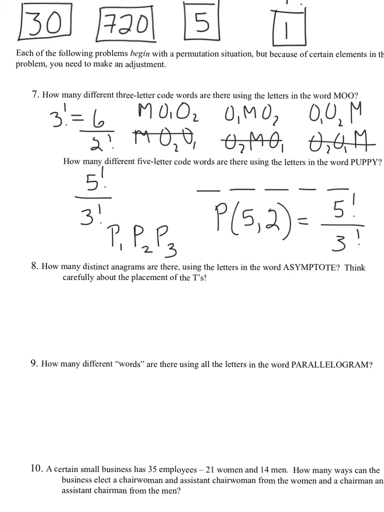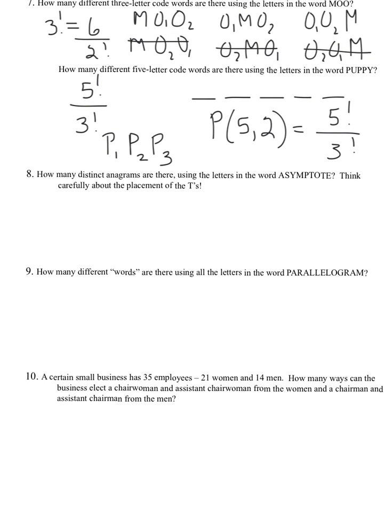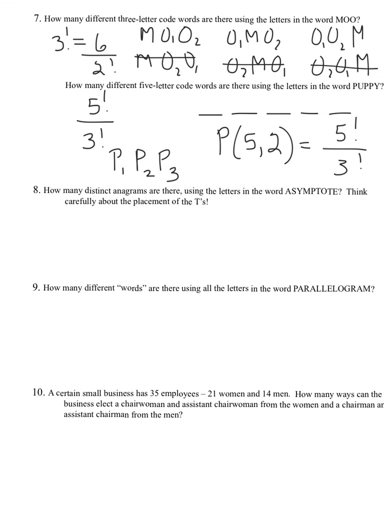And the next question, same situation. We have the word asymptote, which has, oh, how many letters does it have? 1, 2, 3, 4, 5, 6, 7, 8, 9 letters. So I would like to say that this is 9 factorial, except that I have 2 T's. So I need to divide by 2 factorial, the number of ways I can arrange those T's. And the same thing with parallelogram.